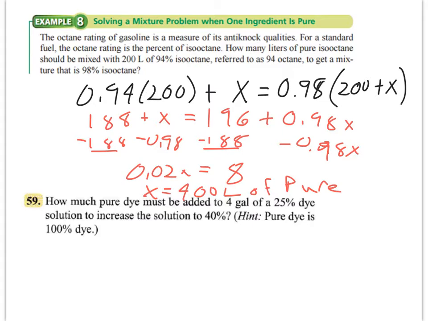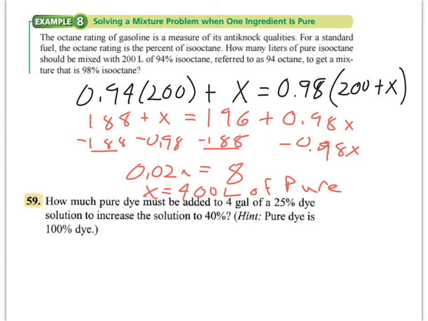Now again, does that make sense? Well, if we did that, we would have 600 liters, and for 600 liters of 98 octane, we would do 0.98 times 600, which would be 588 liters of isooctane. And of course the 400 would be pure, so that takes care of the 400 already. And the 188 plus the 400 would be 588. So that all adds up.